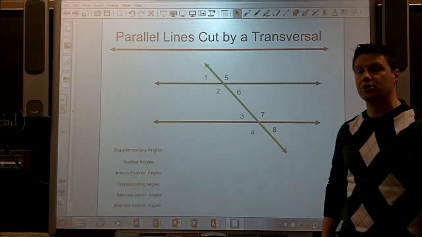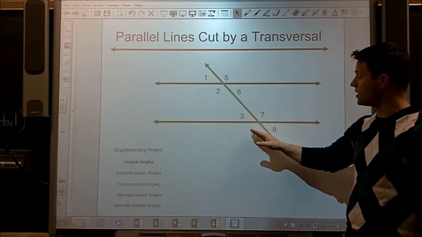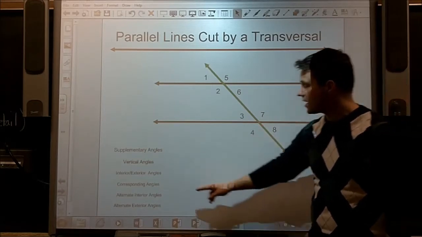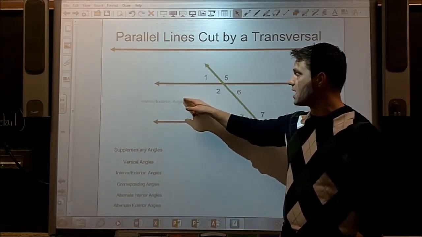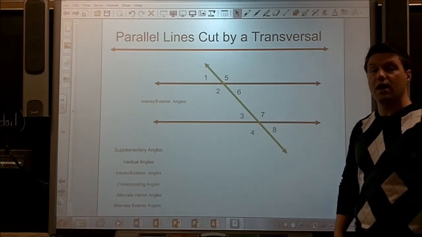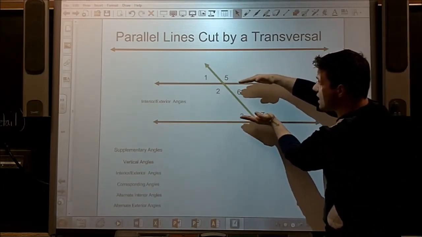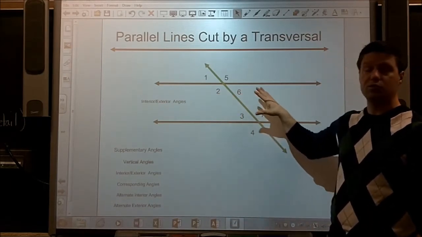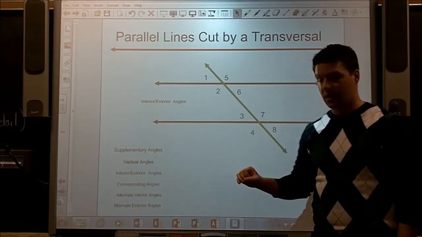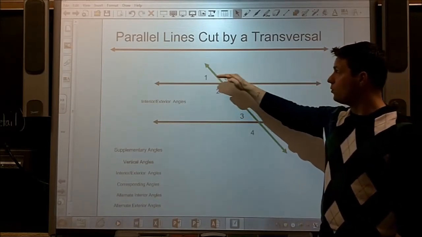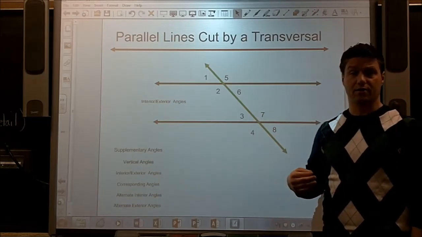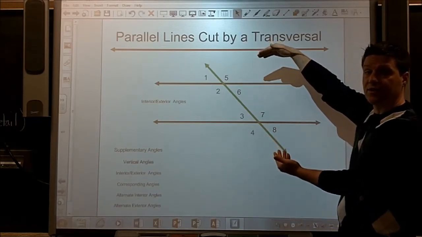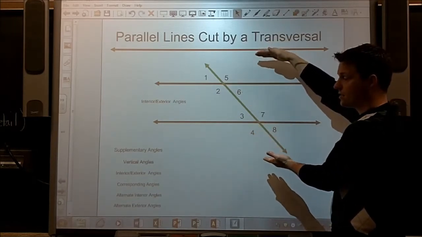Okay, so hopefully you have your picture all drawn out, 1, 2, 3, 4 going down the front side, and then 5, 6, 7, 8 going over here. The first types of angles I want to talk about are the interior and the exterior. The interior angles are just the angles that are on the inside of the parallel lines. So 2 and 3, 6 and 7, those would be considered interior angles. 4 and 8 and 1 and 5 are going to be exterior angles, on the outside of the parallel lines. So they're exterior angles, inside and outside, okay?